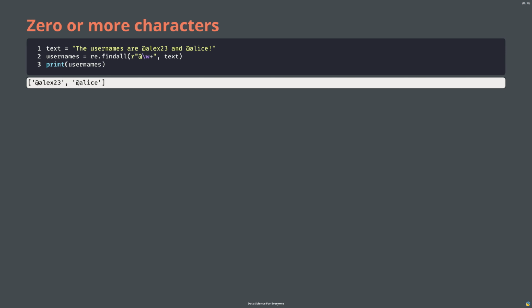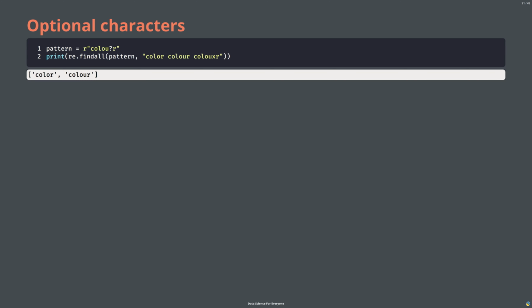\w+ matches one or more word characters, which includes letters, numbers, and underscores. As we can see, the usernames are extracted from the string. The question mark quantifier is used when a character may appear once or not at all. Imagine we need to match the word color, but also account for the British spelling of colour with a U.